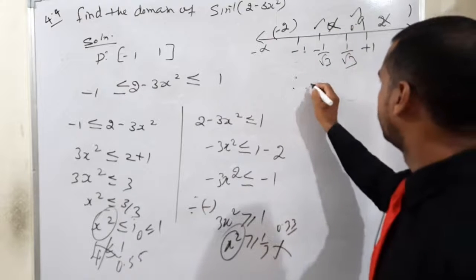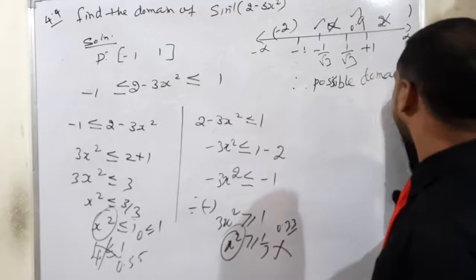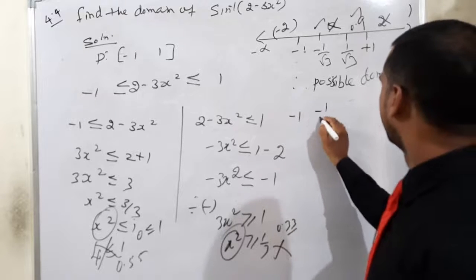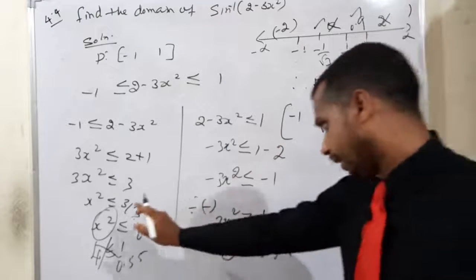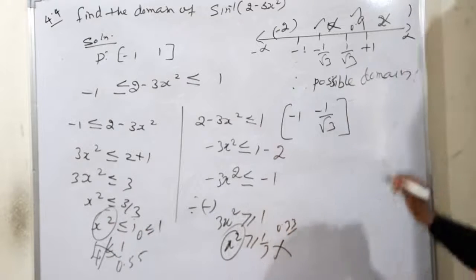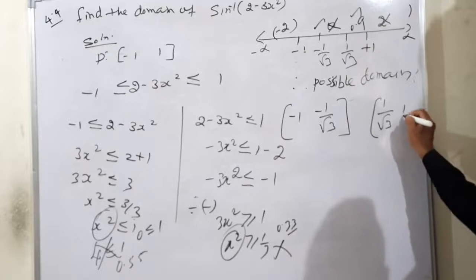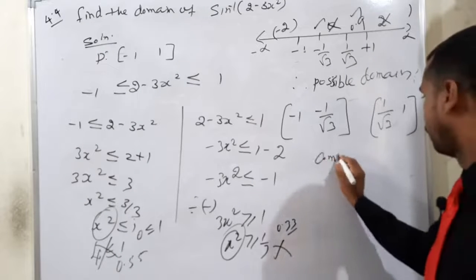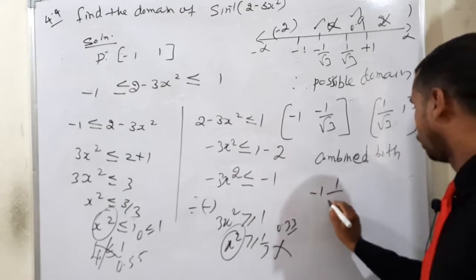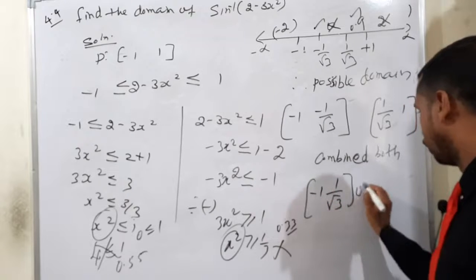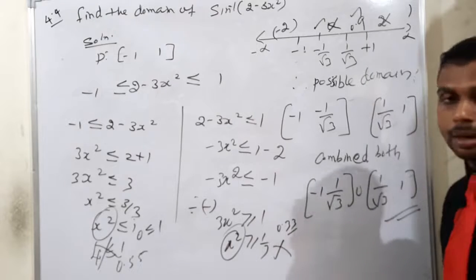What is the possible domain? Minus 1 to minus 1 by root 3, we have to use a closed bracket. Why? Both sides we have less than or equal to, here also greater than or equal to. Then, next, positive 1 by root 3 to positive 1. Therefore combining both, what will happen? Minus 1 to minus 1 by root 3 closed, union positive 1 by root 3 to positive 1. This is the answer for example 4.4.